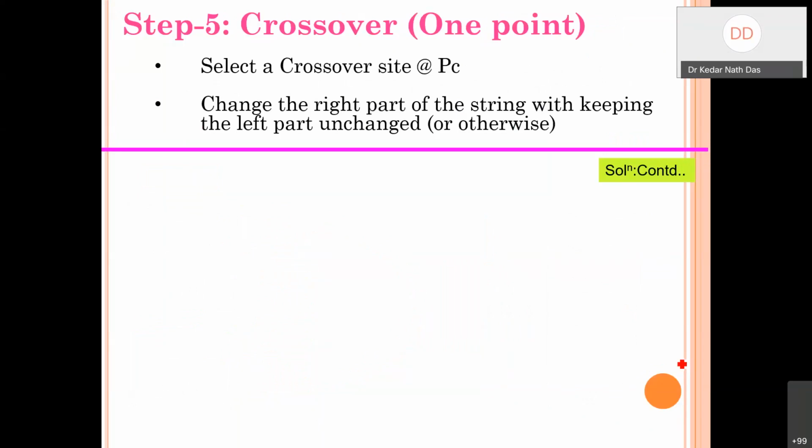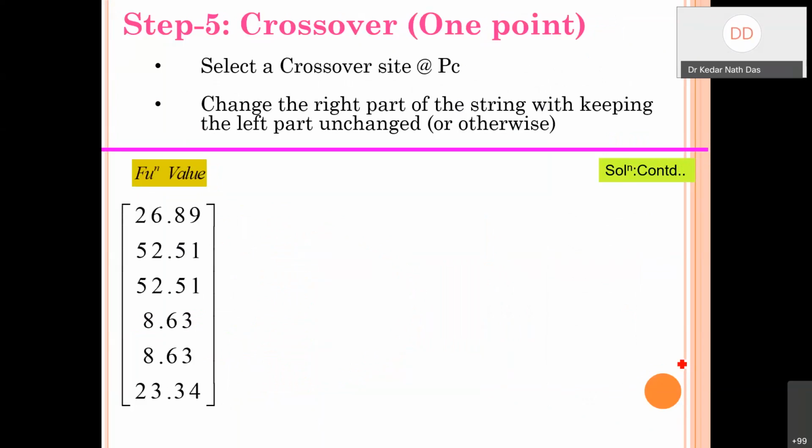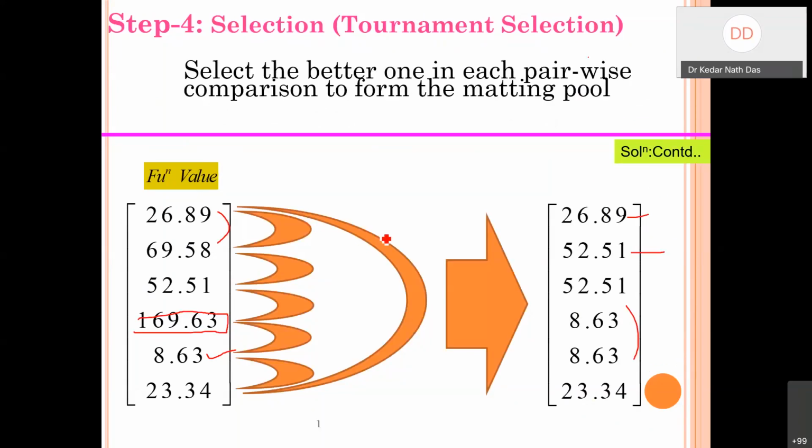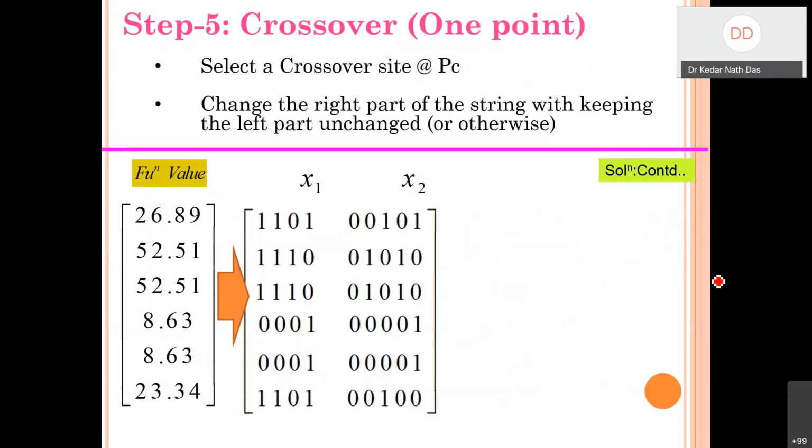So crossover, it is a one-point crossover. What I want to say here is, after selecting all these strings, there is a binary string running in the background. Suppose there is a binary string corresponding to 26.89. Once we have copied this one, the binary string has been copied to the first string. Similarly, 52.51, 2 times we have copied to the second string, and so on. These are the binary strings corresponding to those values which were there in the background.